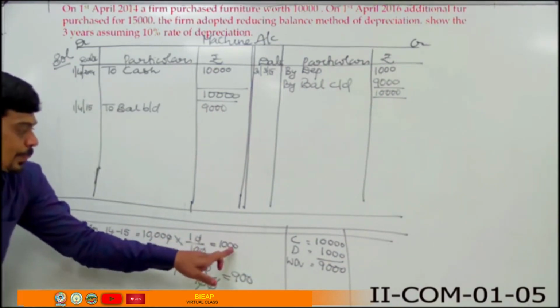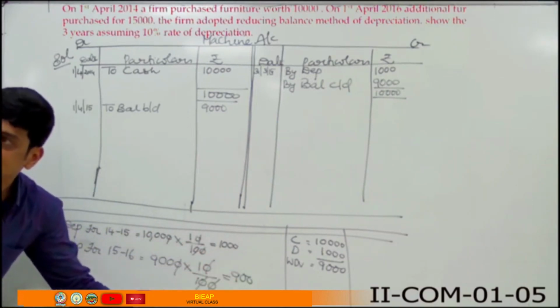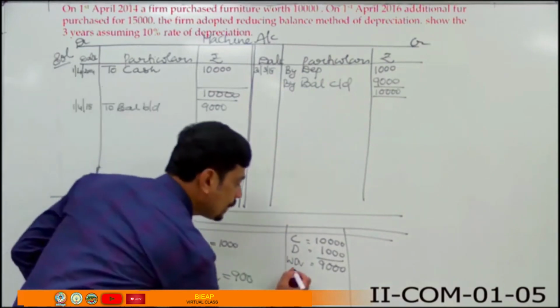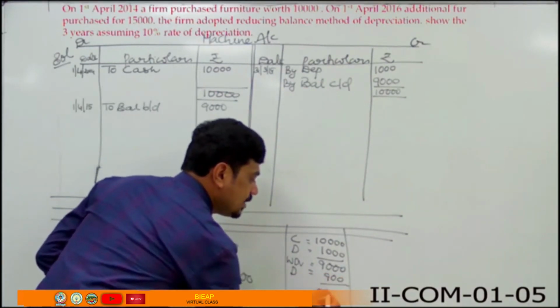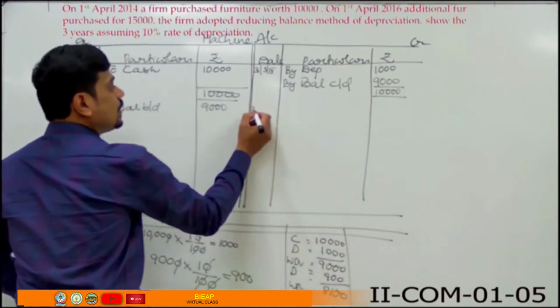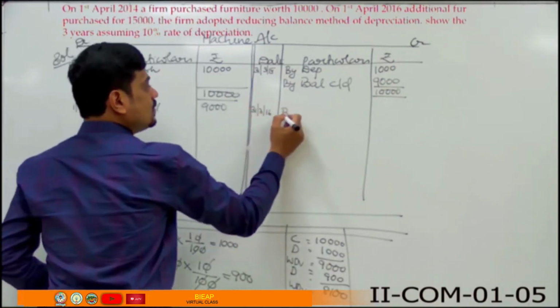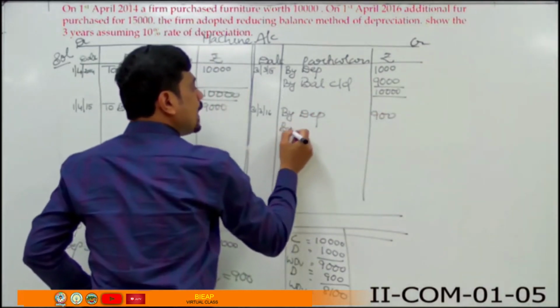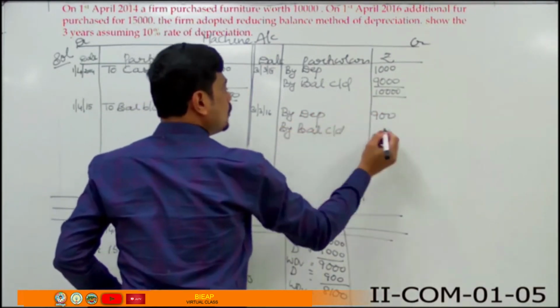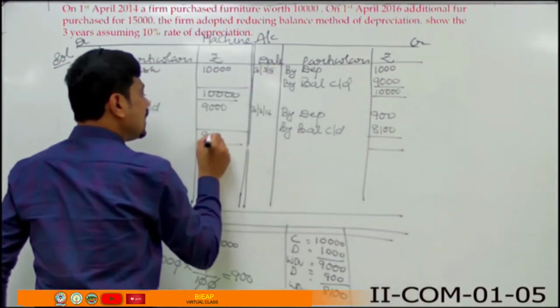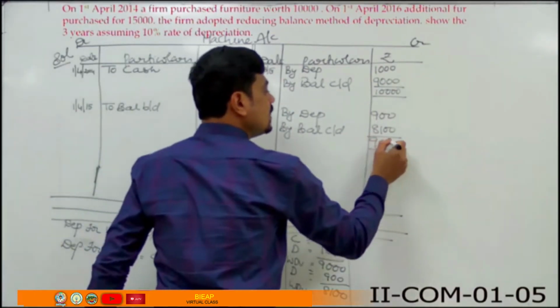What does it mean? Along with the change in the value of the asset, the amount of depreciation is also changing, reducing, decreasing, diminishing. So again, depreciation 900. Written down value is how much? 8,100. Go and post it. 31st March 2016, by depreciation 900, by balance carried down 8,100, and close the account. We close the account, it gets tallied with 9,000.